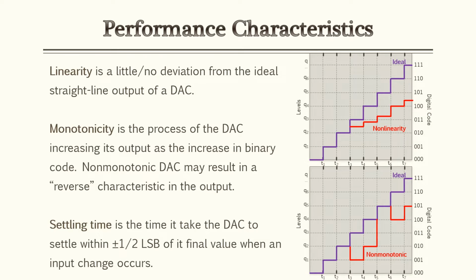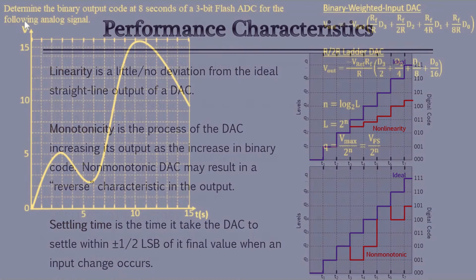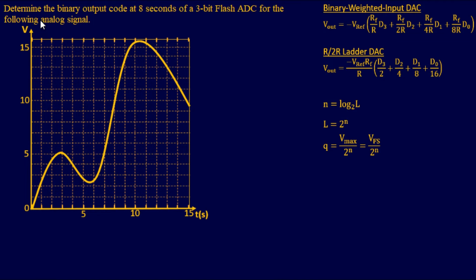All right, let's go and do some example problems. For our first example here, we want to determine the binary output code at 8 seconds of a 3-bit flash analog digital converter for the following analog signal. So this nice little waveform here is going to be our analog input, and we want to determine our digital output based on this analog signal.